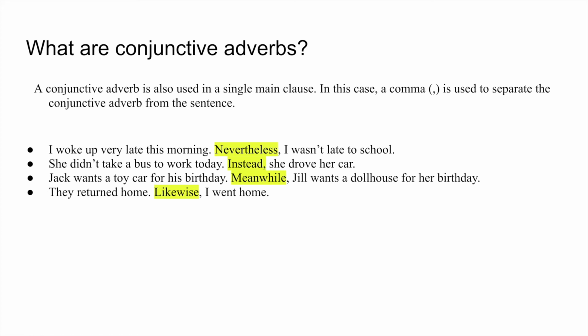So you can see here that these conjunctive adverbs are used kind of individually or separately, right? They are their own sentence. So at the beginning we have our first sentence, I woke up very late this morning. And then the second main clause introduces the conjunctive adverb. Nevertheless, I wasn't late to school. She didn't take a bus to work today, single main clause. Instead, she drove her car. And so on. You can see what we do here. So those are kind of 2 very important and useful rules when you use conjunctive adverbs.